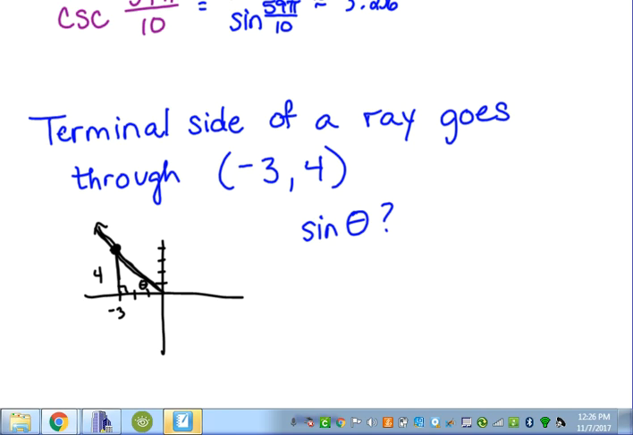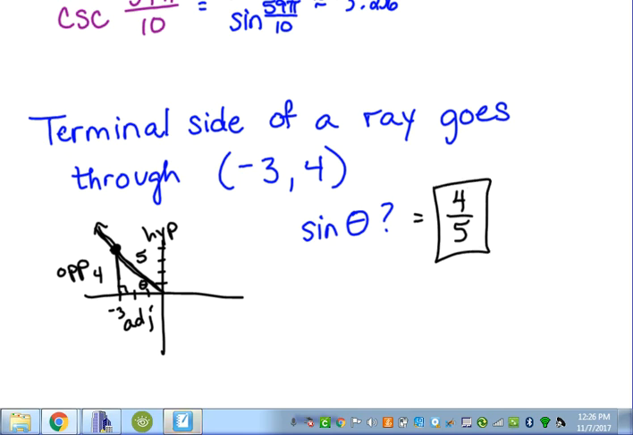So if 2 legs of a right triangle are 3 and 4, what's the hypotenuse? 5. 3, 4, 5 triangle. You could also use the Pythagorean theorem, but that's one you're just supposed to know. So 4 would be the opposite, 5 is the hypotenuse, 3 is the adjacent. So the sine would be the opposite over hypotenuse. 4 over 5 is the answer they're looking for there.